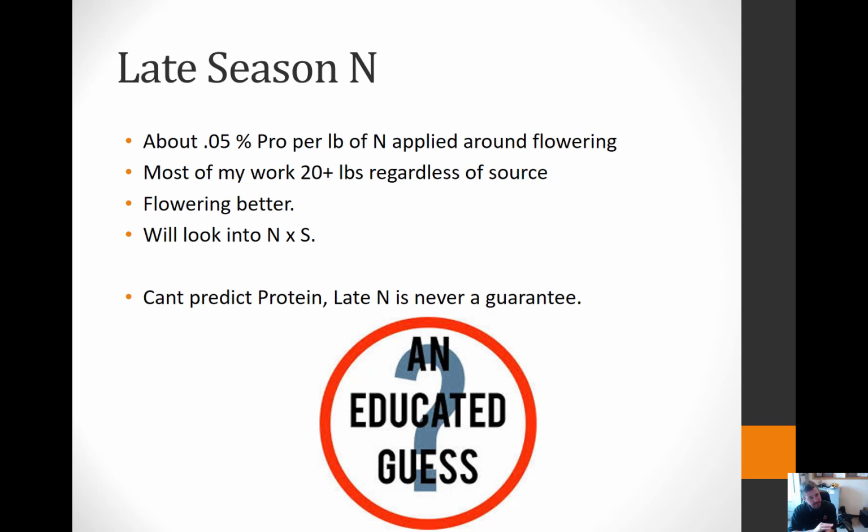Now, most of my work shows that 20 pounds, regardless of source, is what we need to get that 1% boost. Flowering looks better. This is my data. I've been doing flag leaf and flowering applications since I started my work, and I got done again this year. But flag leaf, I give you a 33% probability that if you apply nitrogen at flag leaf, it will impact protein positively. If you do it at flowering and the environment's correct, or post-flowering, I give you about a 66 to 70% probability that you can actually increase protein. It's just more of the opportunity.